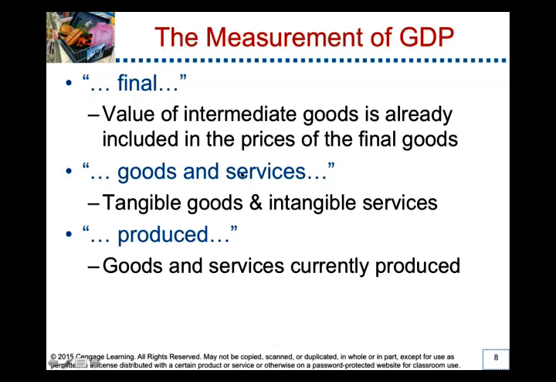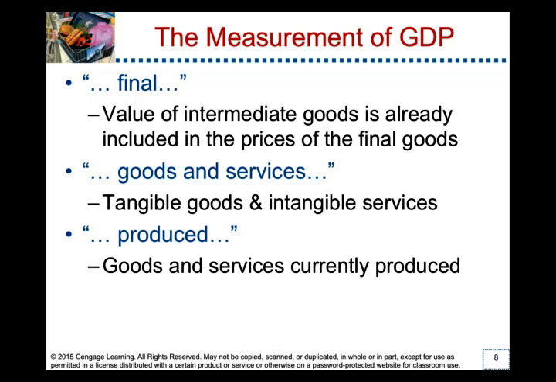Next thing is, when you calculate the GDP, you need to take into account both the goods and the services. It's not just the goods, also the services. So it will include any tangible goods and any intangible services. So whatever you produce, like cloth, wheat, computers, and any kind of services, like services of a doctor, services of a lawyer, services of a teacher, okay?